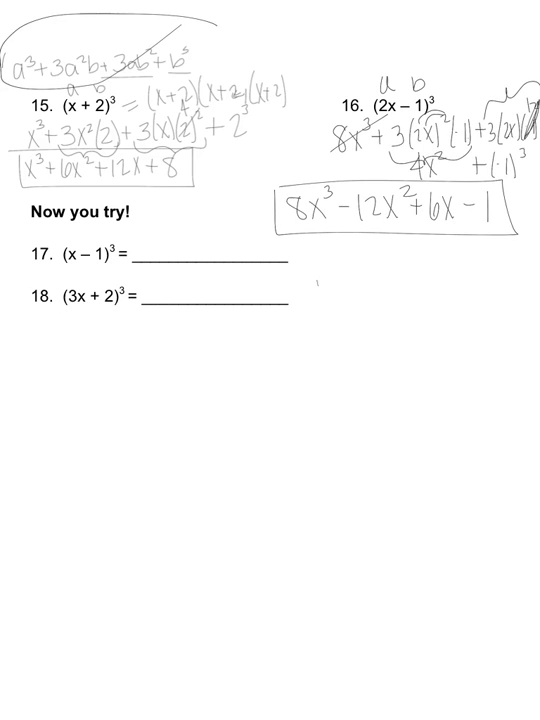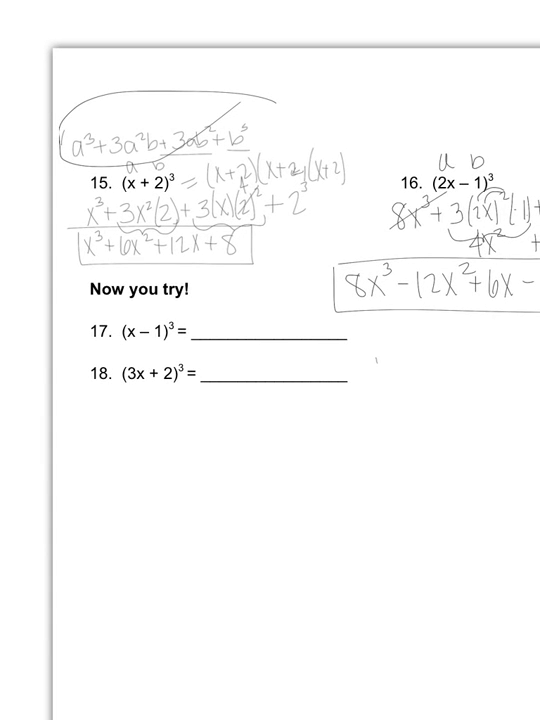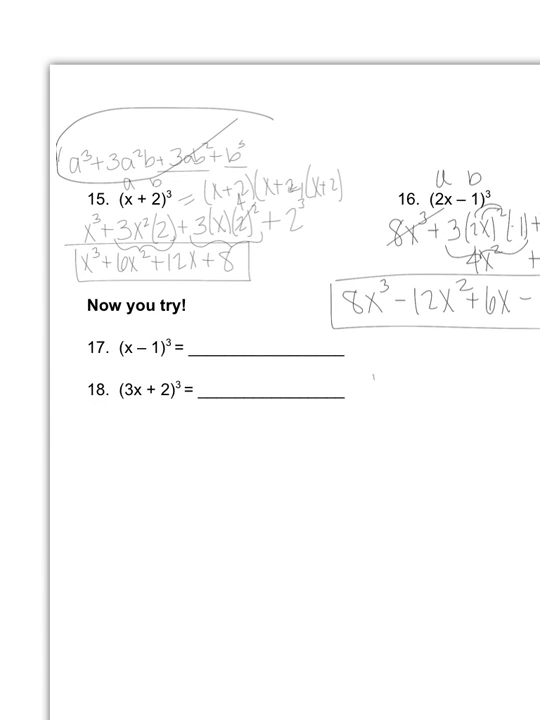Okay, so let's go over these last two. So 17, just going to write it right down here so I have more room. This is going to be a, this is going to be b. So I'm going to do a cubed, so x cubed, plus 3 times a squared, which is x squared, times b, which is a negative 1, plus 3 times a, which is x, times b squared, plus b cubed.